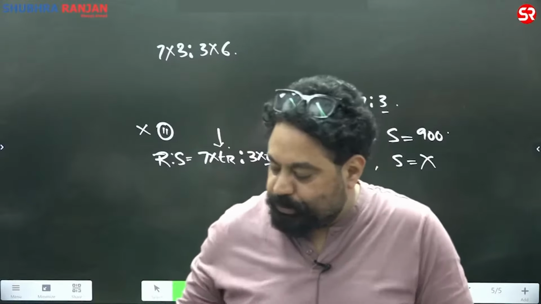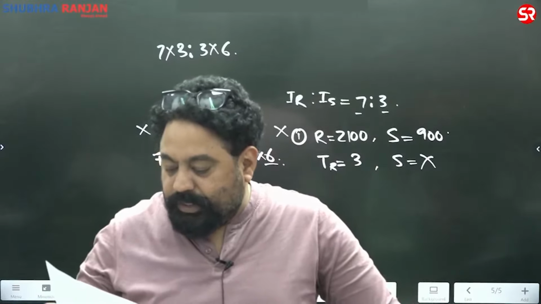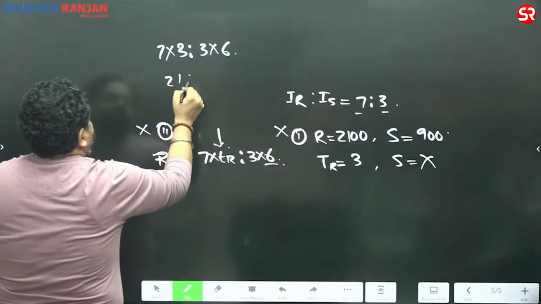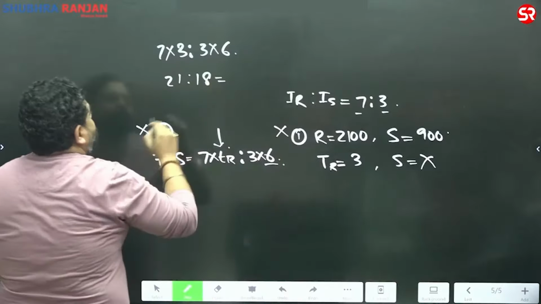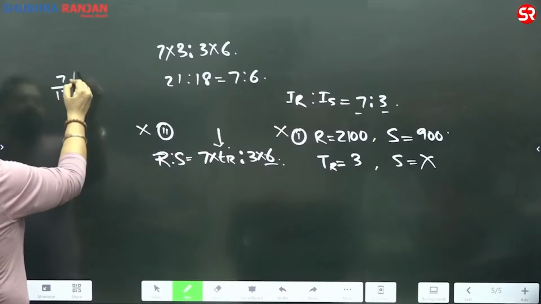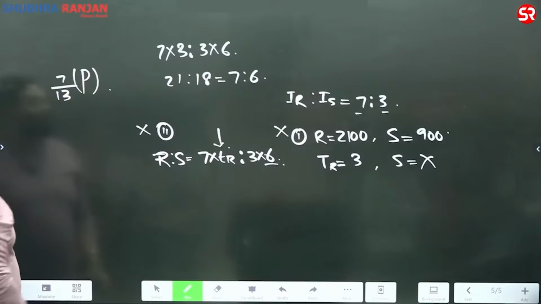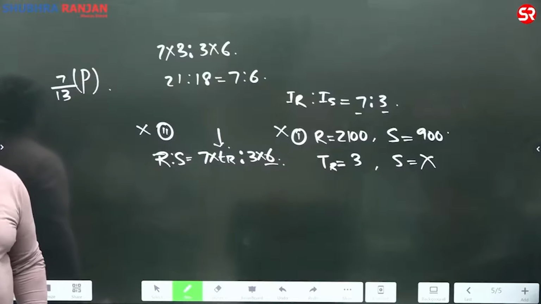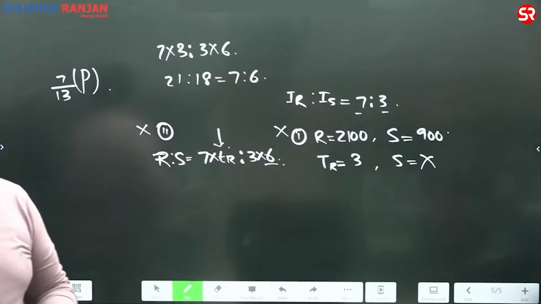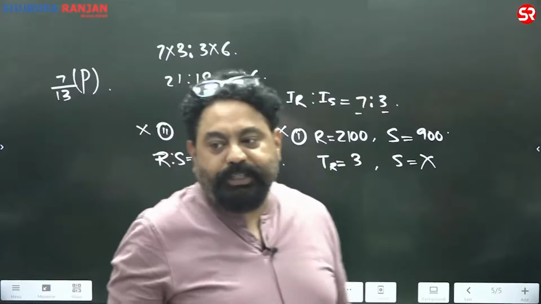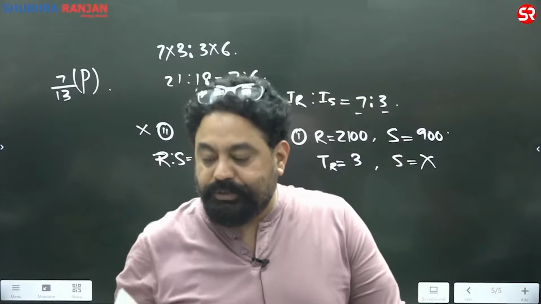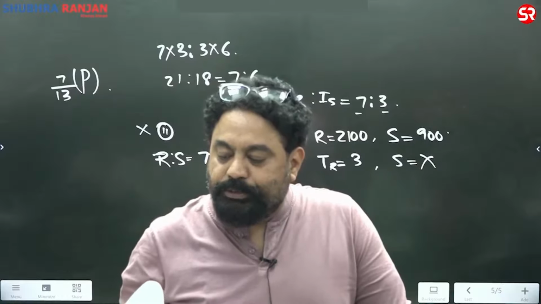Hardly matters. What is the question? Ram's share in the profit. Ram's share would be 21 is to 18, which comes out to 7 is to 6. So his share would be 7 by 13 times the profit. The question asks for the share, not what Ram's profit is. If the total profit were given, then we could say. Question 27 is done.